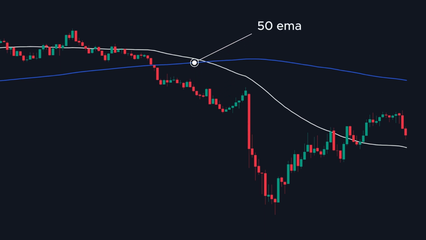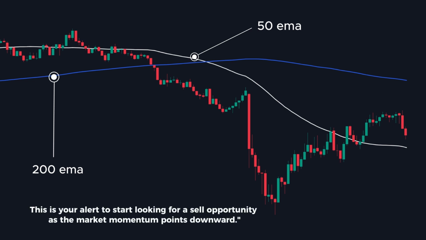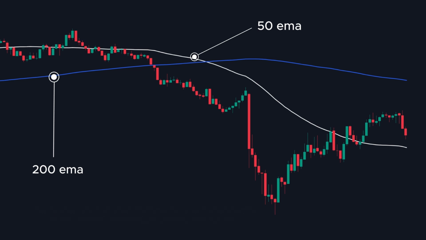When the 50 EMA crosses below the 200 EMA, it signals a potential shift in the trend, indicating that sellers are beginning to dominate the market. This is your alert to start looking for a sell opportunity as the market momentum points downward. The next step is our confirmation.